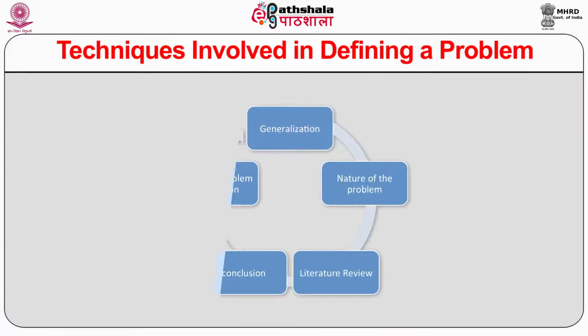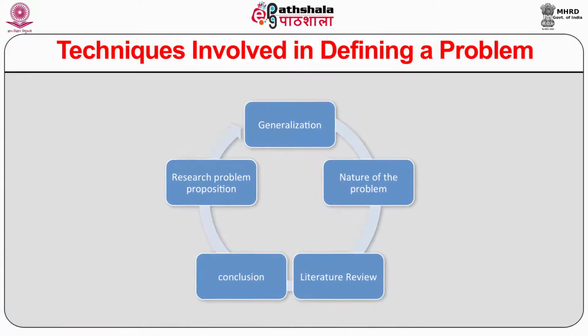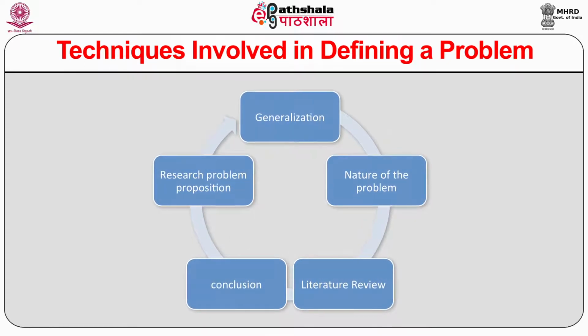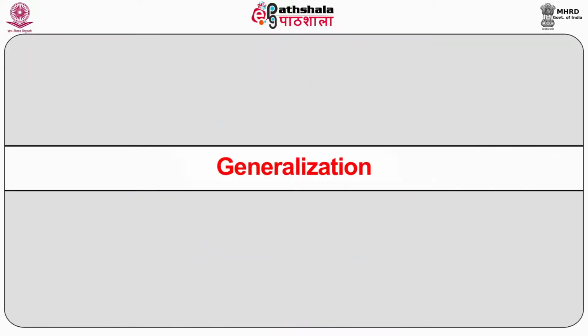Therefore, the problem undertaken should be explored in such a manner that due respect is provided to each of its related aspects. The technique of defining the research problem clearly involves different steps like generalization, the nature of the problem, literature review, the conclusions, and the research problem proposition. Let's take them one by one.